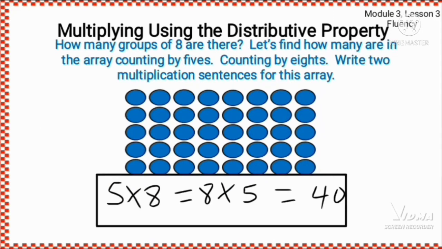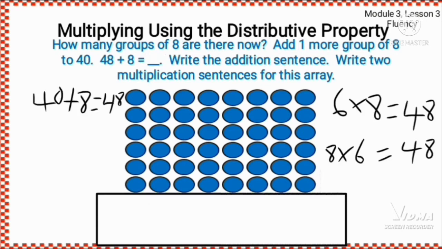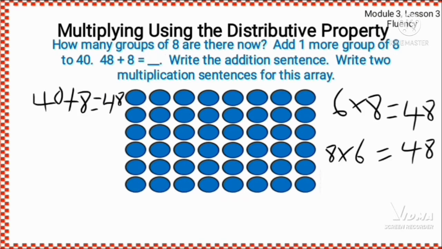Look at this one. 1, 2, 3, 4, 5. 5 by 8 array. The two multiplication sentences are 5 times 8, which is the same as 8 times 5, which equals 40. If we add one more 8, as we see now, we'll have 40 plus 8, will give us 48. 6 times 8 equals 48. 8 times 6 equals 48.